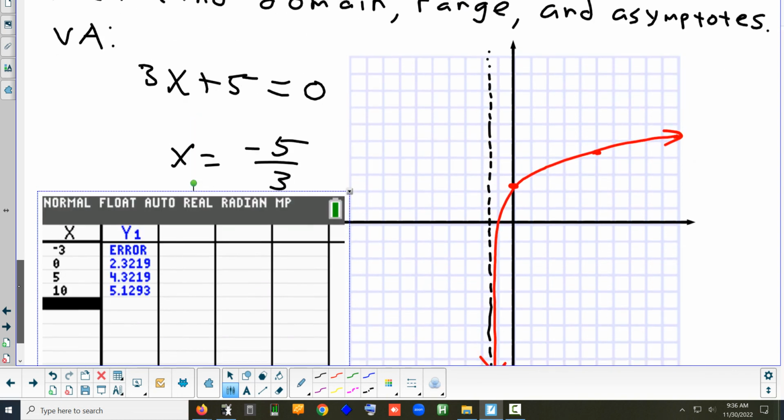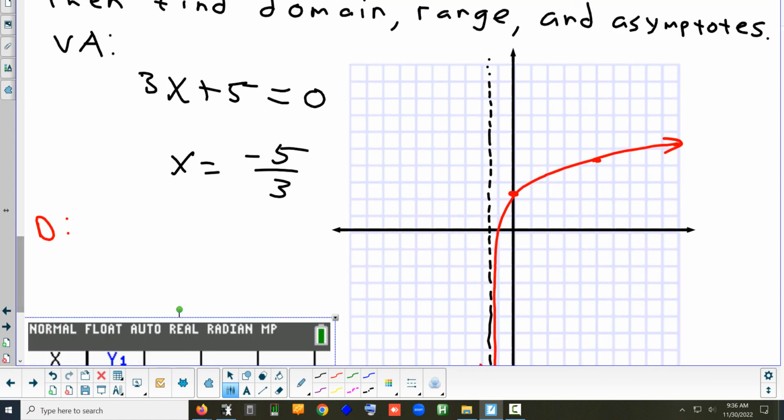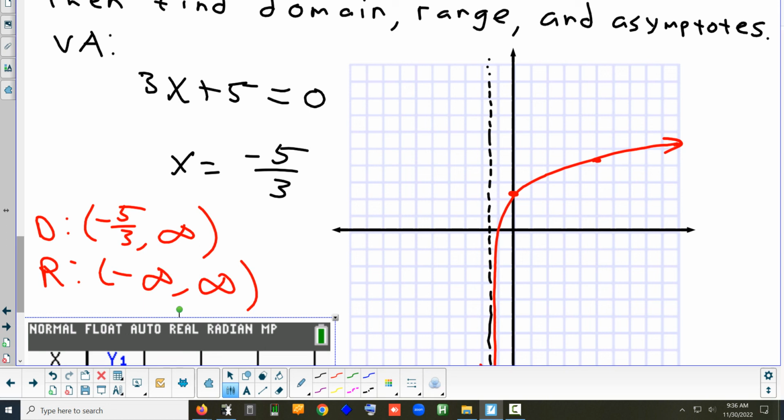Okay, let's write down the domain. What is the domain in this case? -5/3, not including, to infinity. Yep, it's everything from the asymptote to infinity. -5/3 to infinity. And lastly, what's my range? All real numbers. Negative infinity to infinity. Okay. Any questions before we finish up with a word problem?